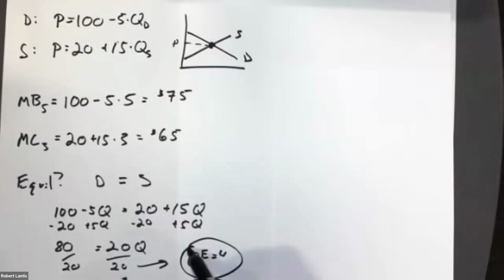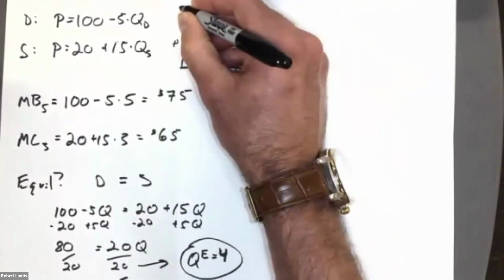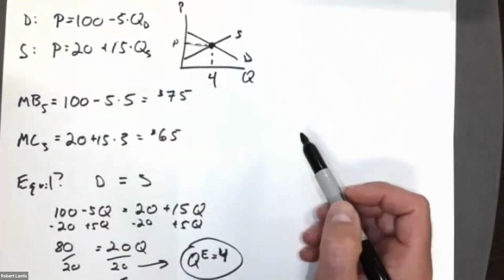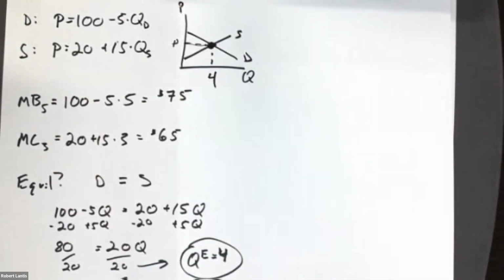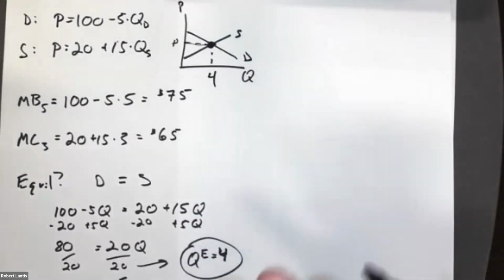Once I have that equilibrium quantity, how can I find my equilibrium price, right? Well, at that equilibrium quantity of 4, if I plug it into my demand curve, it should tell me the corresponding price. If I plug it into my supply curve, it should tell me the corresponding price. So I really can do either one. In fact, if I do put it into both, I should get the same answer. So once we get to this step, you can always just plug it back into either supply or demand.